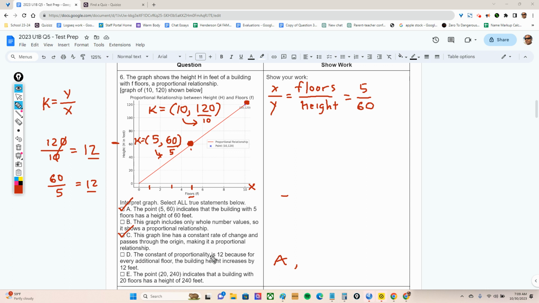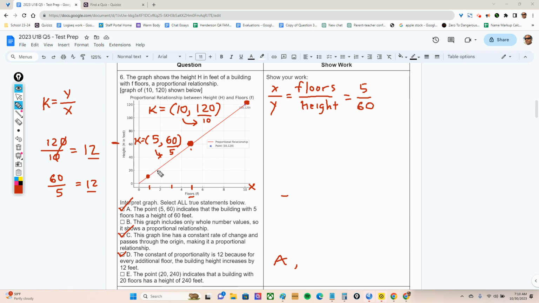The constant of proportionality is 12 because for every additional floor, the building height increases by 12 feet. So that's true. We just did. Okay, so that's true. But what they're saying is the constant rate of change is 12. So right here, this must be 12.